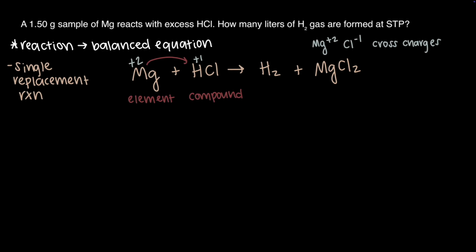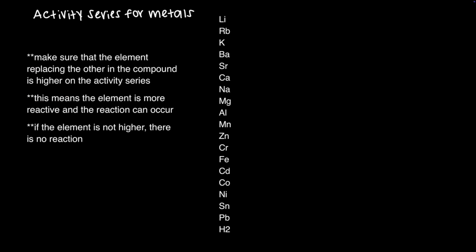Balancing the equation, we need 2 HCl. For any single replacement reaction, we should also check the activity series to make sure the element replacing the other in the compound is higher on the activity series. This tells us that the element is more reactive and the reaction can occur. Mg is higher than H2 on the activity series, so the reaction will occur and we can continue.